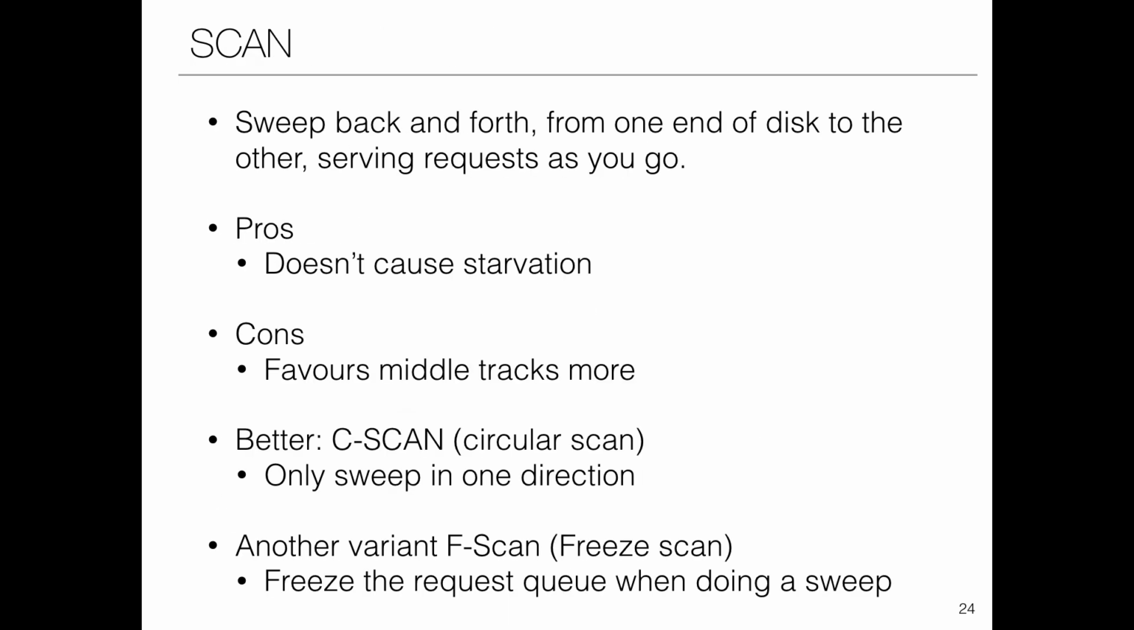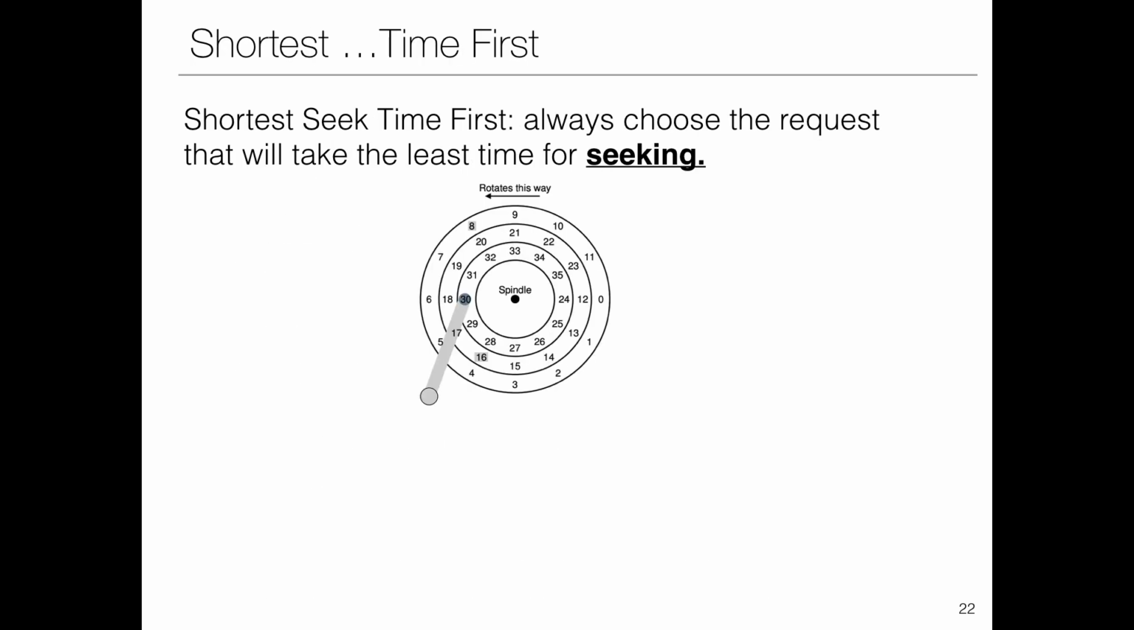Okay, so the regular scan algorithm had a disadvantage that it will favor the middle tracks. There's a simple workaround for that called circular scan. You move from the outside to the inside, then you move the head back again to the outside. So you move from 6, 18, 30. Instead of doing 30, 18, 6, you again move to 6.